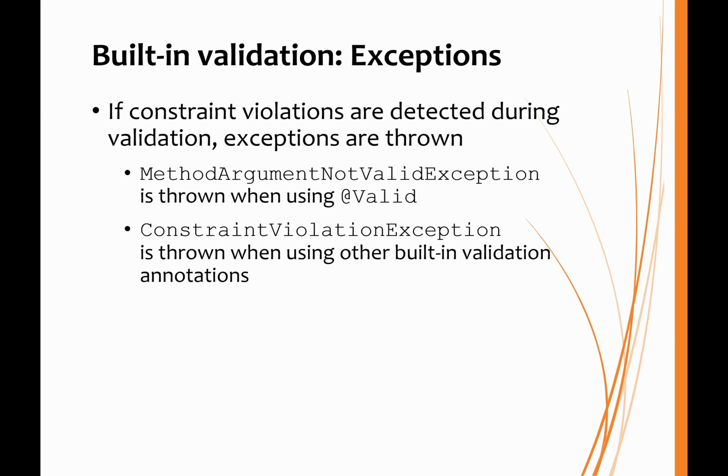And this will generate two types of exceptions. When we're using the bean validation, we'll get method argument not valid exception. And in the other types of validation, we'll get constraint violation exception. And we need to deal with both of these exceptions.